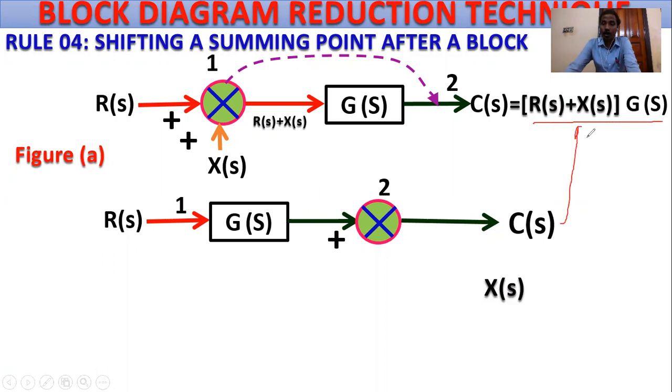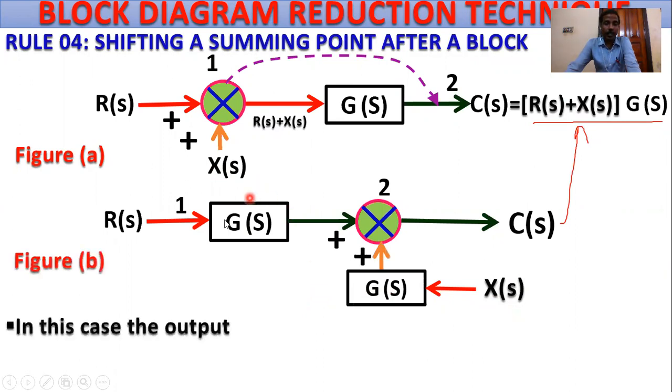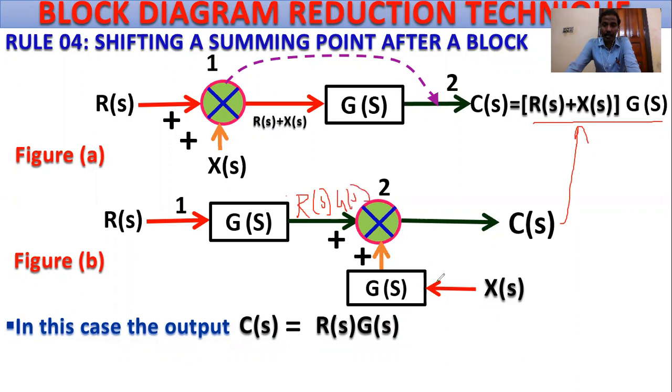C(s) equals the output signal. Then X(s), the other input, is multiplied by the gain G(s), and this is also positive. So this is figure B. In this case, the output C(s) equals what? R(s) whole into G(s), and in this case G(s) into X(s).